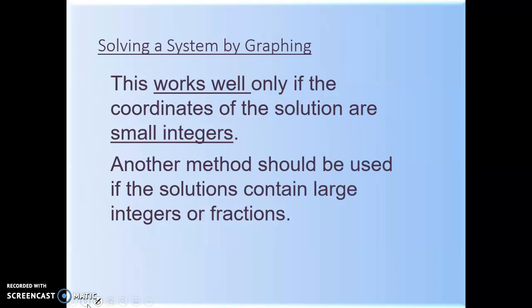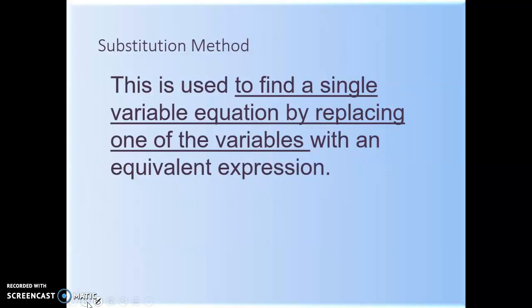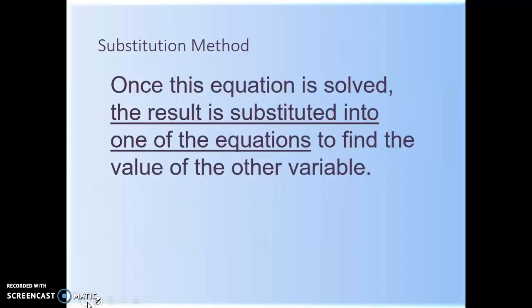Another method should be used if the solutions contain large integers or fractions. Fractions are also difficult to graph in the Cartesian plane, so it's not the best way to solve those systems if you're going to have fractions. And the substitution method then is a second method that we can use to solve linear equations. This is used to find a single variable equation by replacing one of the variables with an equivalent expression. So substitution is a great method when you're not dealing with small integers or when you're dealing with fractions.